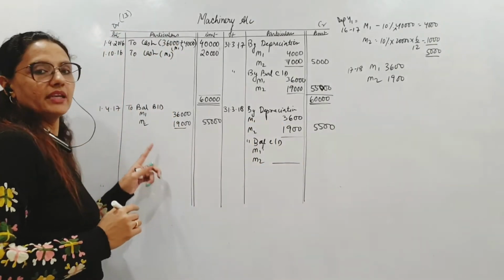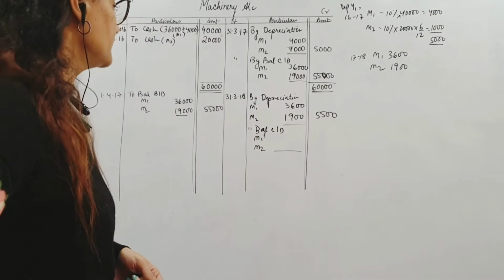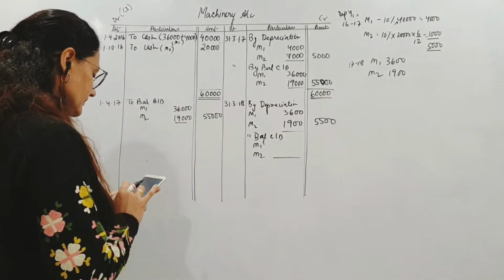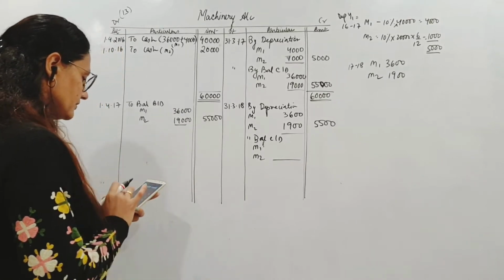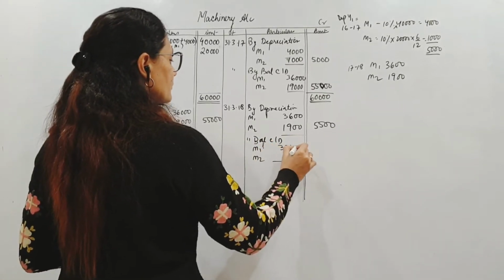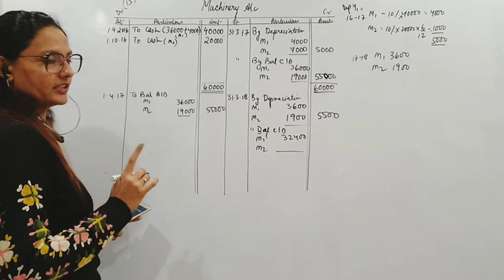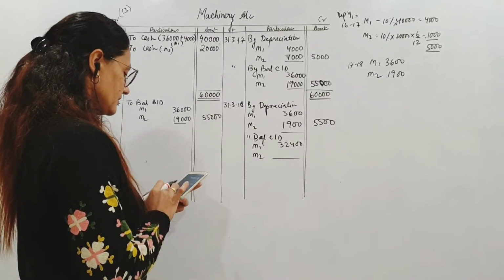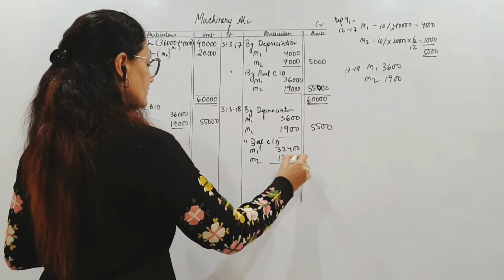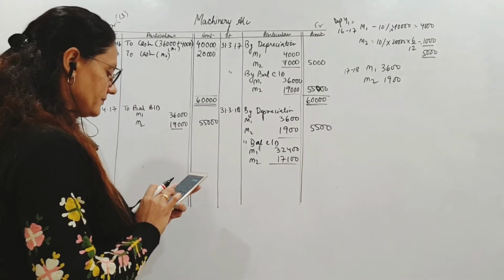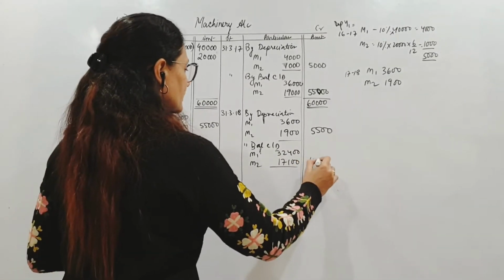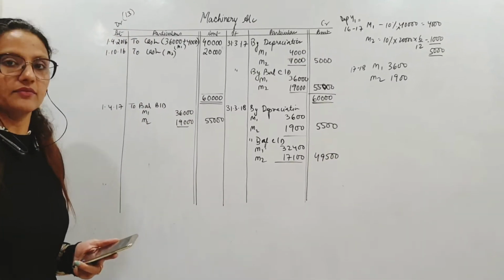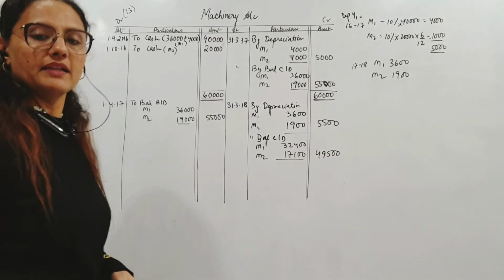Now M1 will be how much? We'll just subtract this 3,600 from this 36,000. 36,000 minus 3,600, 90% of that. 32,400 M1 का cost, written down value sir. 19 का क्या होगा? 19,000 minus 1,900, 17,100. Okay? Plus 32,400. So 49,500 is the written down value of both the assets M1 and M2. Balance carried down ho gaya.